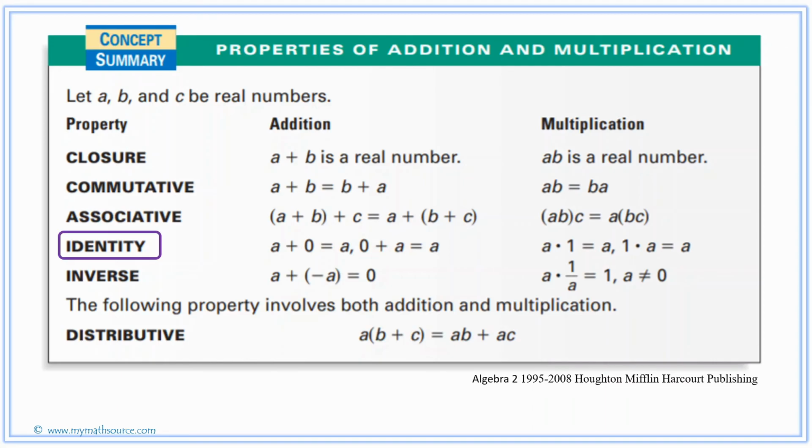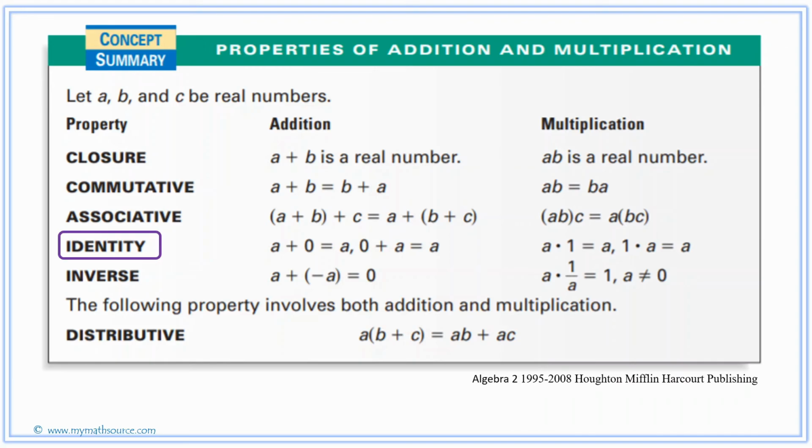And in multiplication, the identity is not 0, but 1. 1 times any number is still itself. And it also has the commutative property. So 5 times 1 is 5. 1 times 5 is also 5. It's the same with any number that you choose. 8 times 1 is 8, and 1 times 8 is 8.